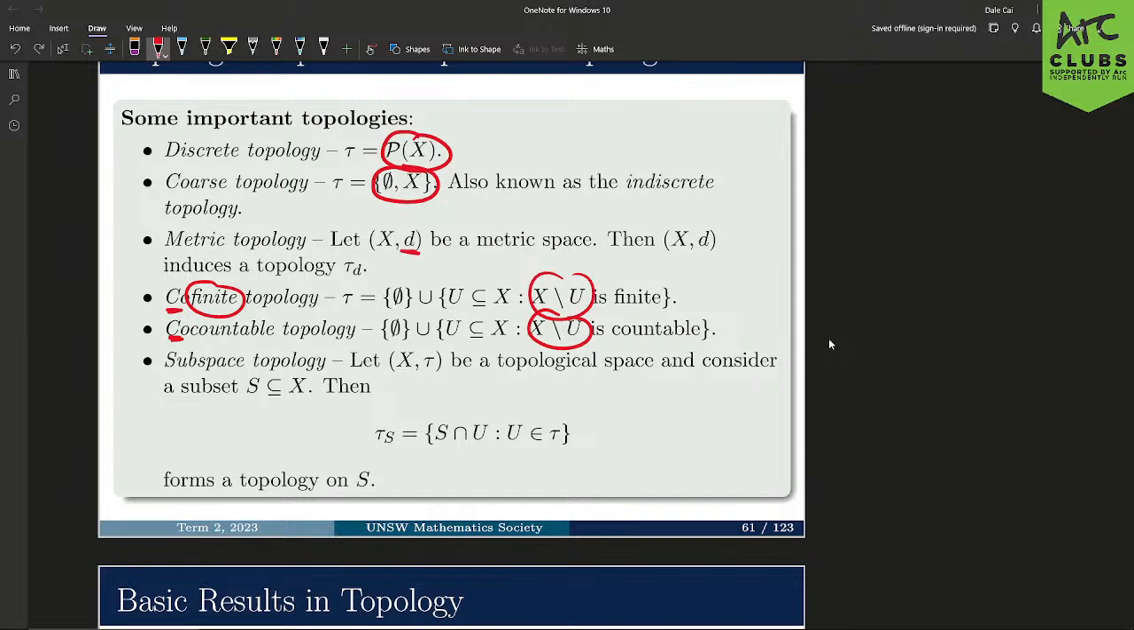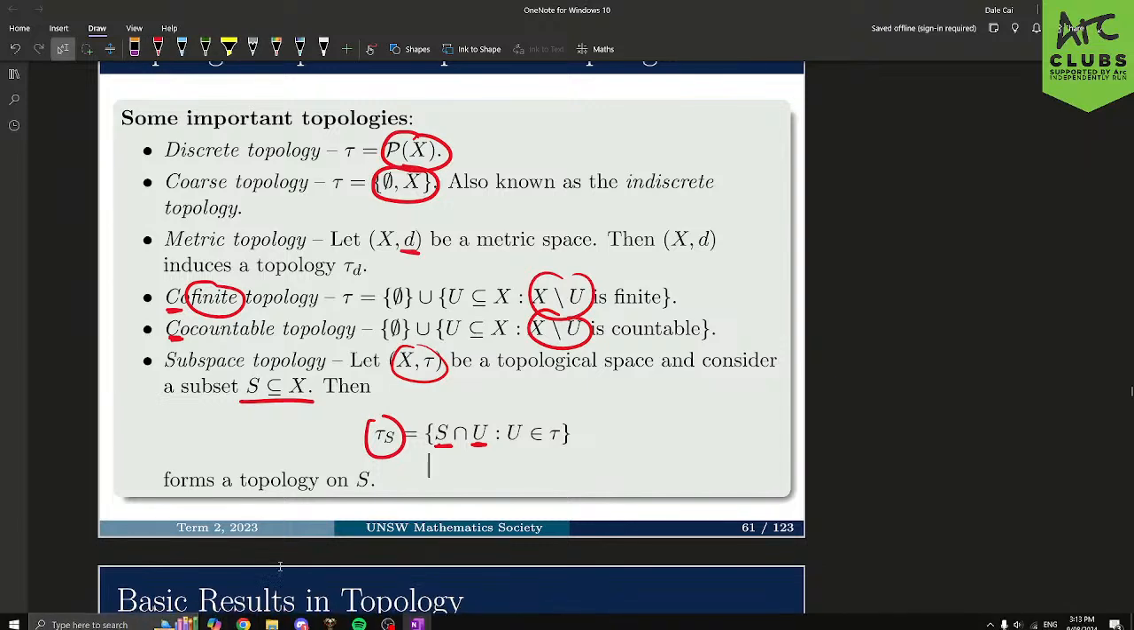And then the subspace topology is if you have a subset S of a topological space, then you reduce the topology to just S. So you have the original topology and you intersect it with S.